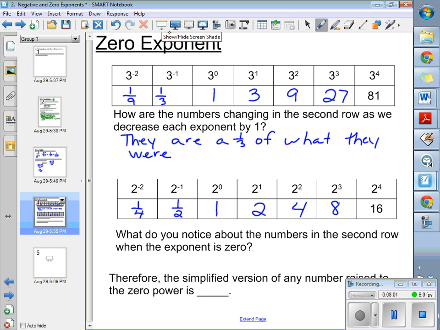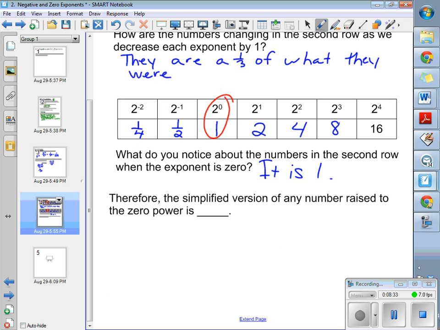What do you notice about the numbers in the second row when the exponent is 0? So we're looking at these right here. When the exponent is 0, it is 1. So therefore, the simplified version of any number raised to the 0 power is 1. All right, so that is our lesson.